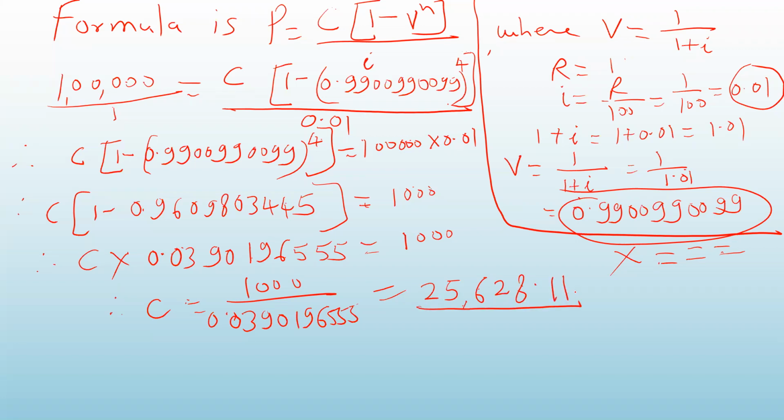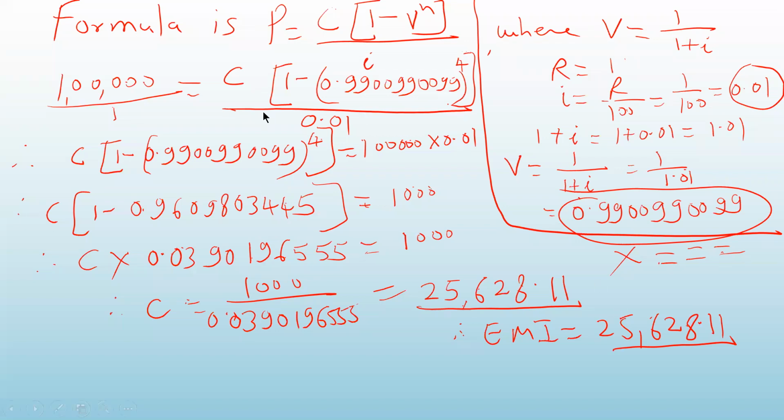Take only 2 decimal places in the final answer. So the value of EMI is 25,628 rupees and 11 paise. So the loan of 1 lakh rupees is taken, and its EMI is coming as 25,628 rupees and 11 paise. Okay. This is how you calculate the EMI.